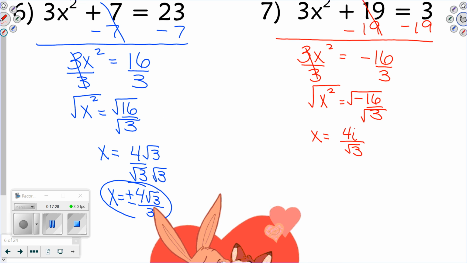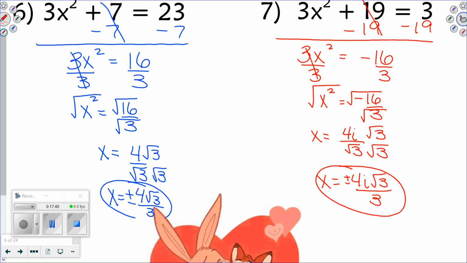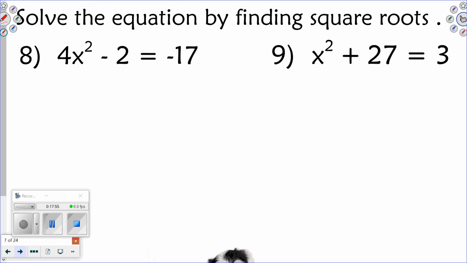All right, so we have to rationalize top and bottom by radical 3. So 4i radical 3 over 3. And then don't forget your plus minus. All right, so be aware that those i's are going to pop up again from time to time. How are we feeling so far? All right, so why don't you guys try 8 and 9?